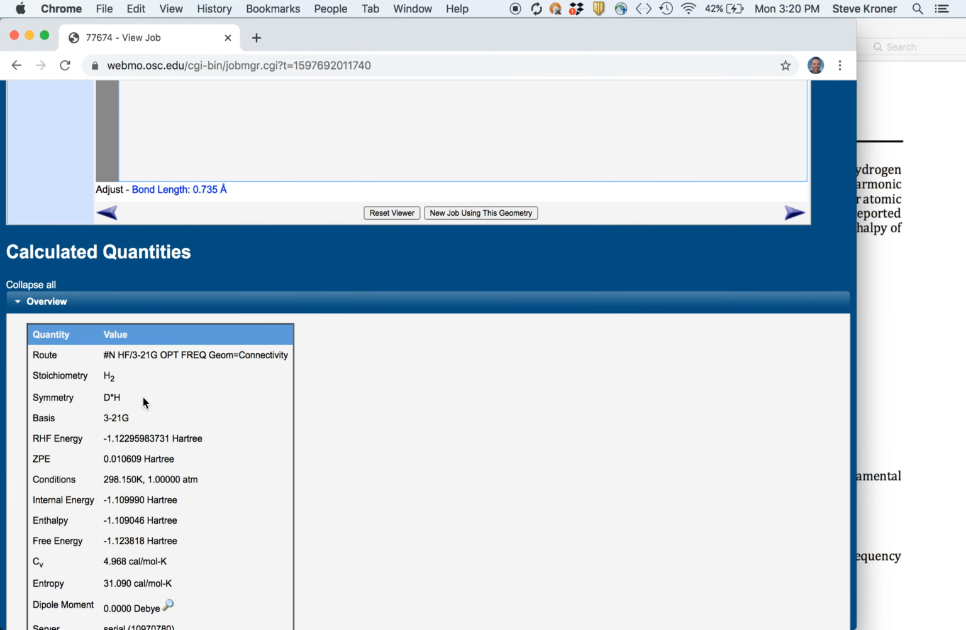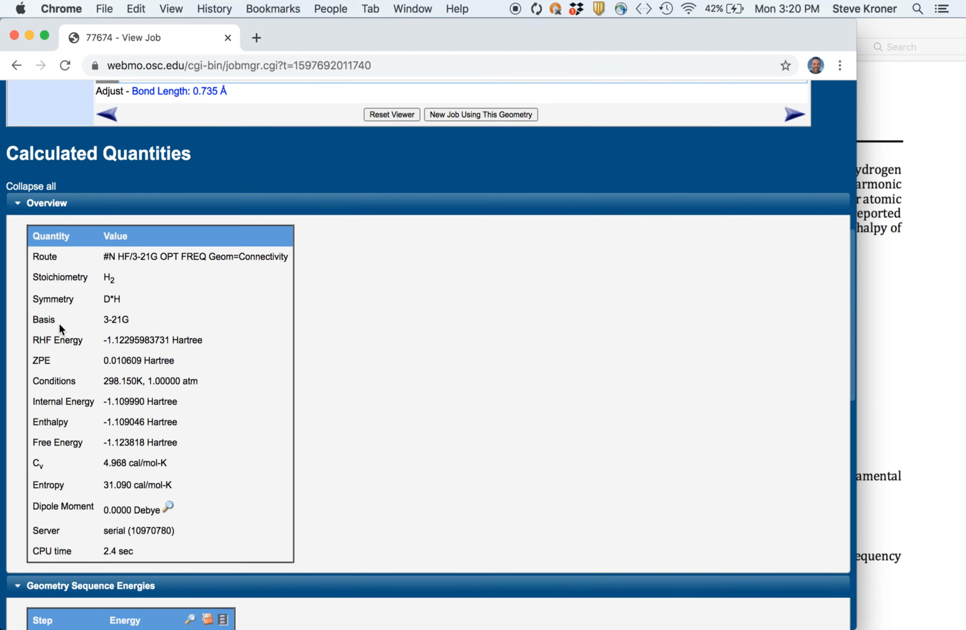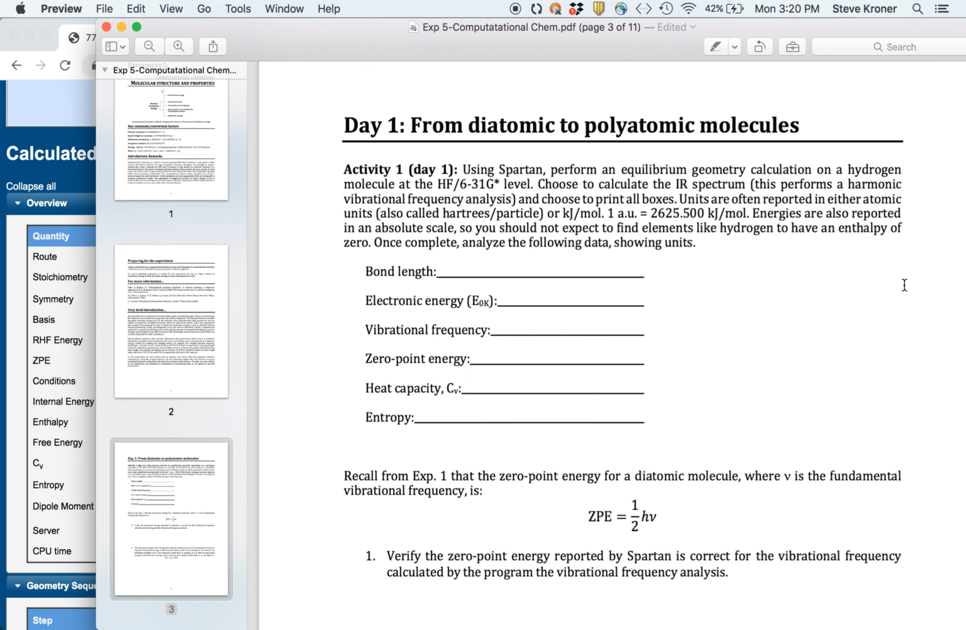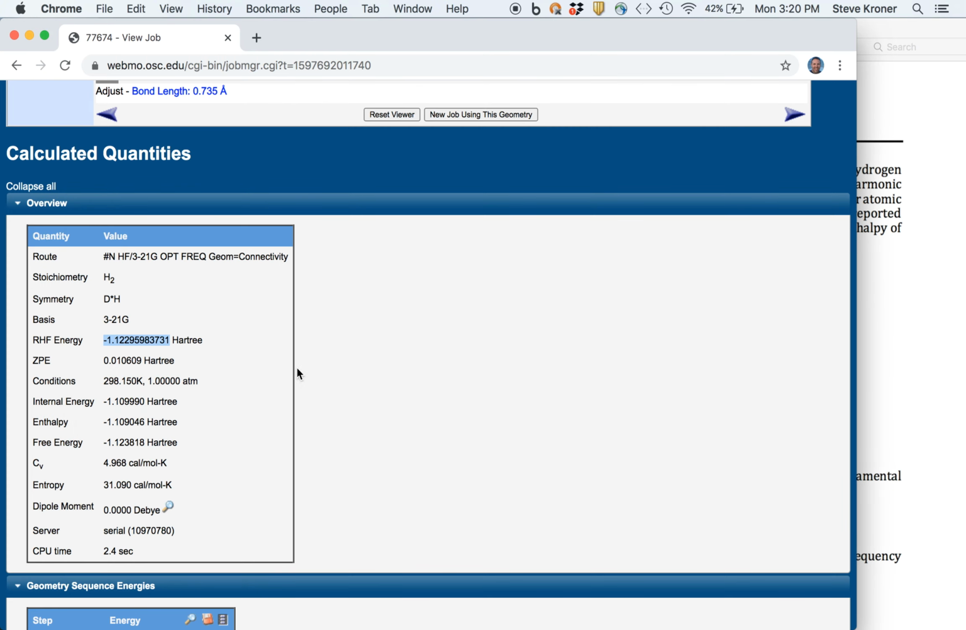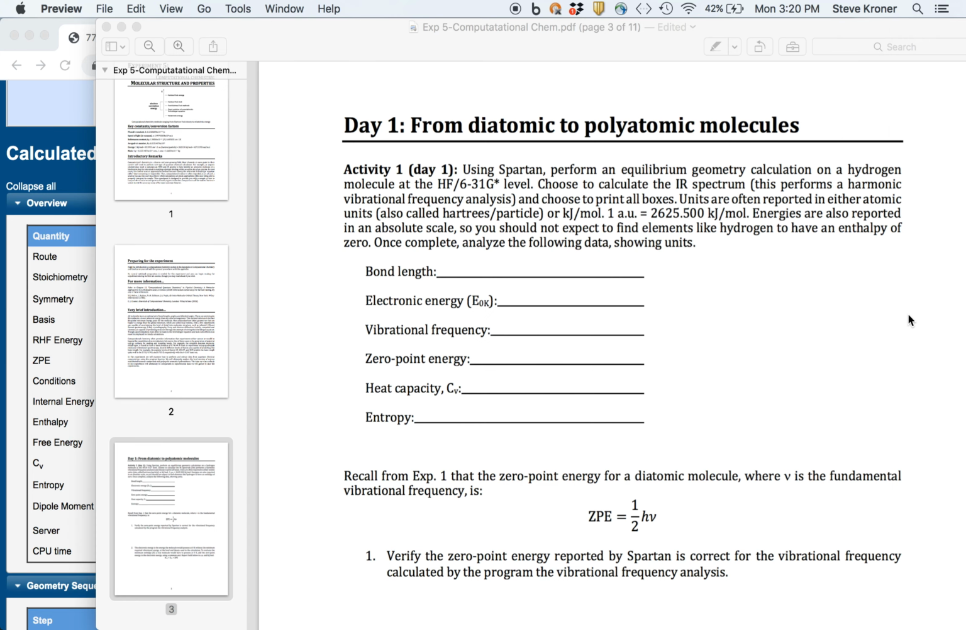Important to note that I ran a 3-21G calculation with HF, so I ran maybe a different basis set than you're probably using. Your RHF energy here, this is going to be the electronic energy. So the RHF energy, this is your electronic energy. So I call it the E0K, the energy at 0 Kelvin, because it's the energy the molecule would possess if it were to exist at 0 Kelvin.